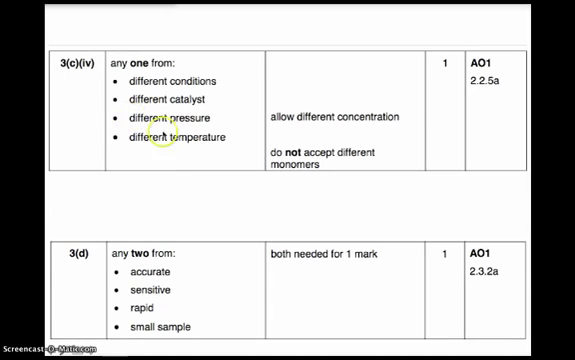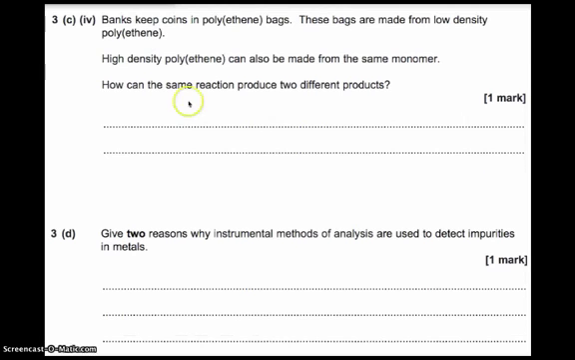And if you look at the mark scheme here, these are just worth noting down. So you could have different conditions, different catalysts, different pressure, different temperature. The thing they don't have is different monomers. So it's the same polymer, but you just use different catalysts or conditions to get the different densities. And this is another question that people misunderstood.